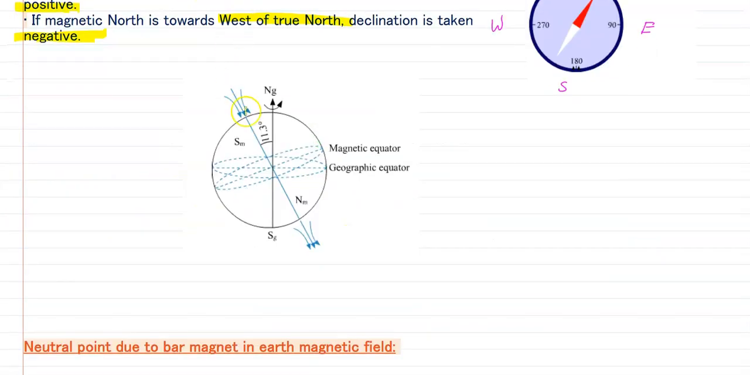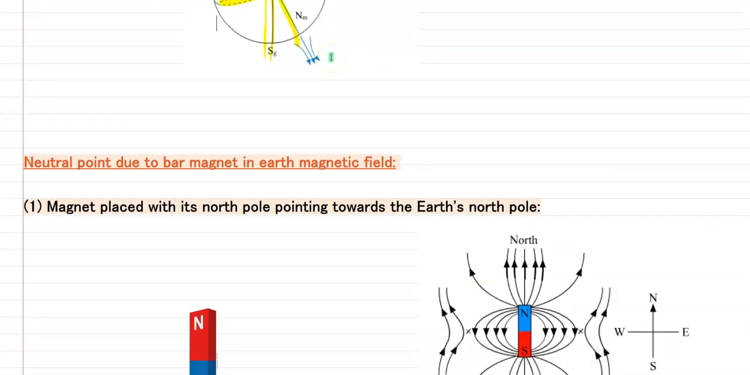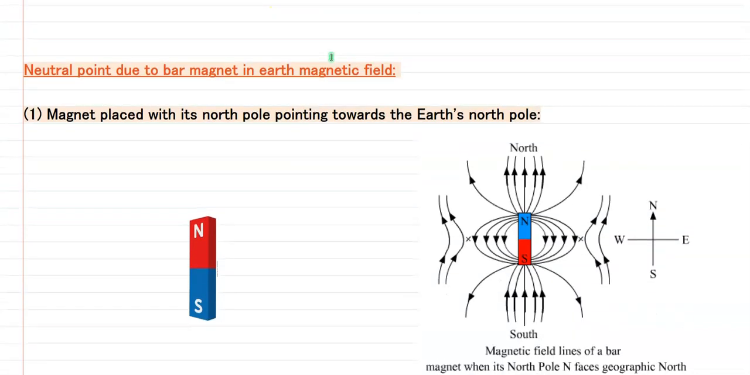And you can see here the magnetic north south and the geographical north south. This is the magnetic north south and this is the geographical north south, and this is called the geographical equator and this is called the magnetic equator. Then another term, neutral point due to a bar magnet in Earth's magnetic field.